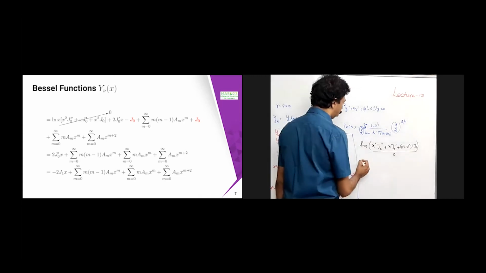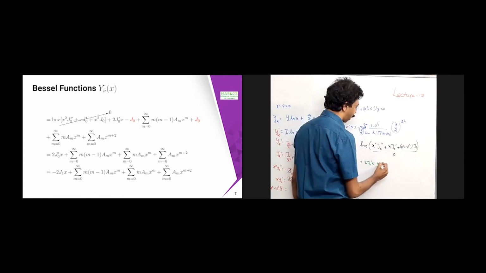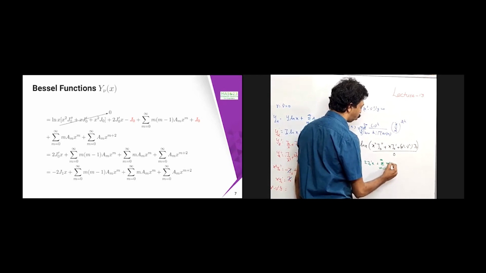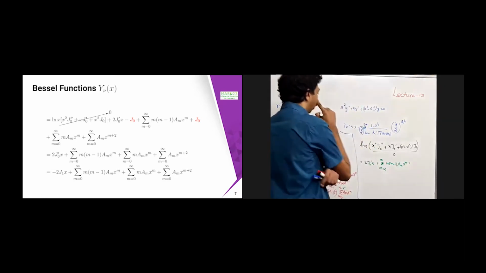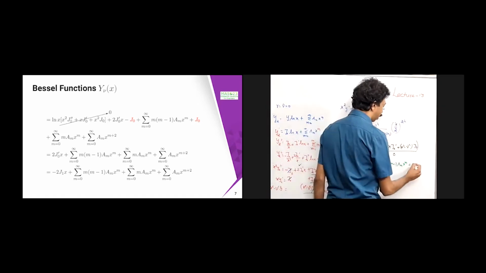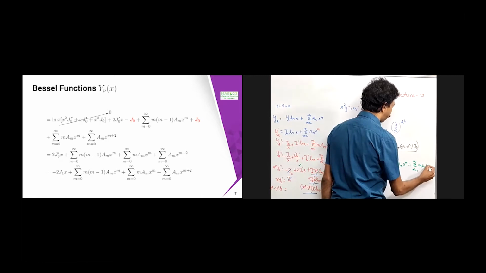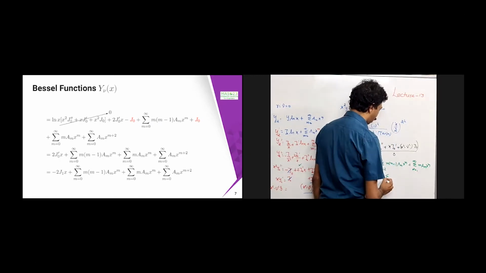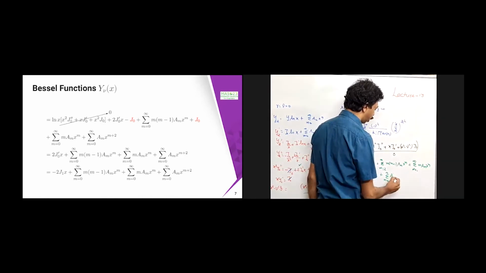So I can write this as equal to 2 times j0 dash into x, plus summation m equal to 2 to infinity m into m minus 1 into am into x power m, sorry, m only, not m minus 1. Plus summation m equal to 1 to infinity m into am into x power m, plus summation m equal to 0 to infinity am into x power m plus 2 is going to come.